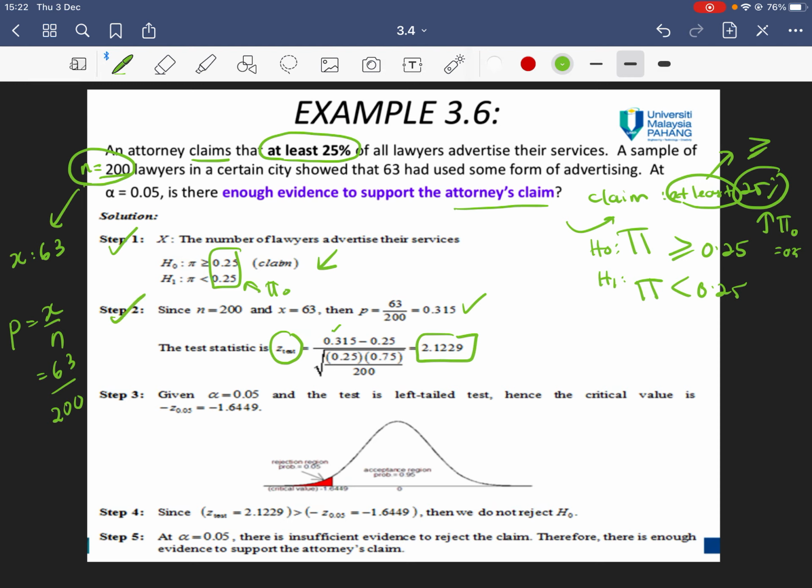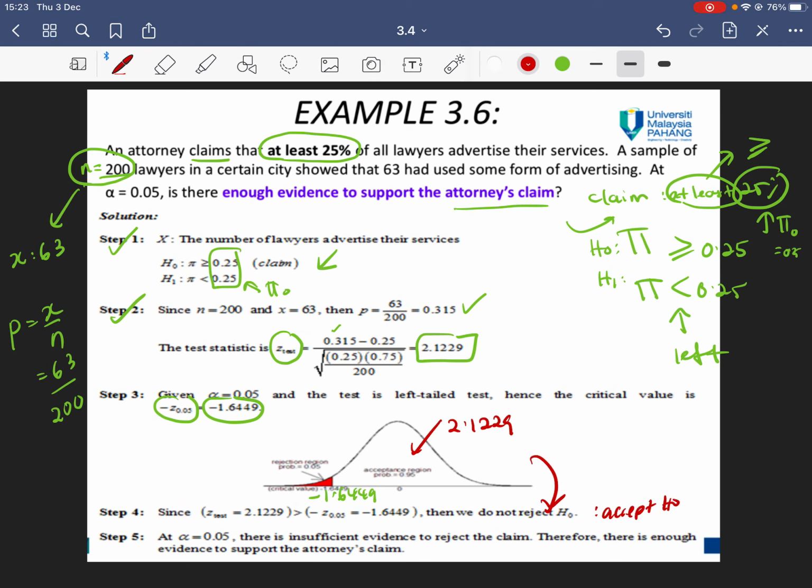Step number 3, one tail or two tail? One tail, left or right? Left. So it is a left tail. So negative Z 0.05, we will put negative 1.6449 here. So do we reject or accept H null? 2.1229 is here, so it is located in the acceptance region. So you have to accept H null.